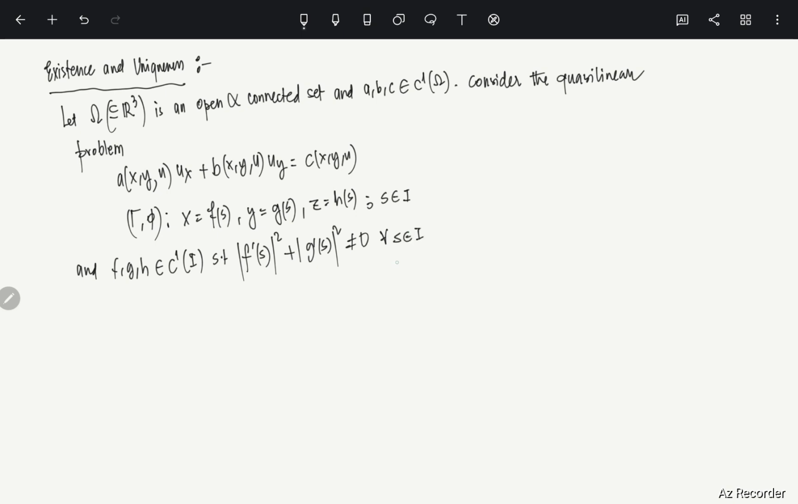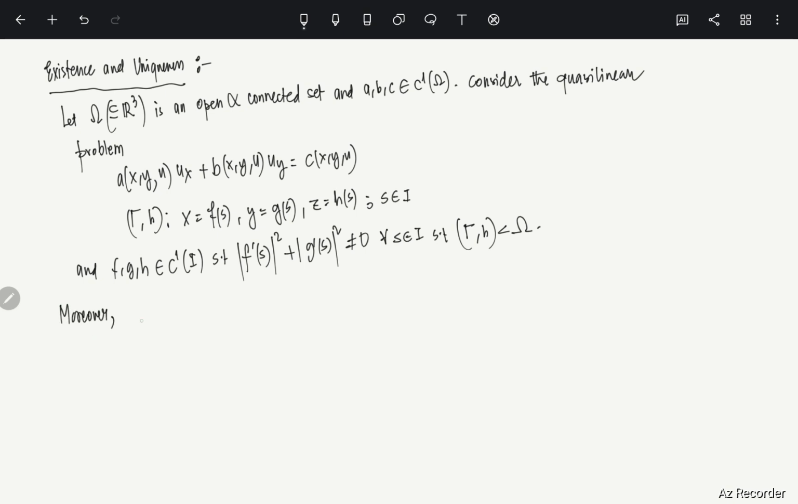So basically what does that guarantee? It guarantees that this is a regular curve, such that the curve gamma and h, let me write it like this, gamma and h, should be in omega. Now we have to have another condition. What is the condition? Moreover, the transversability condition should hold.